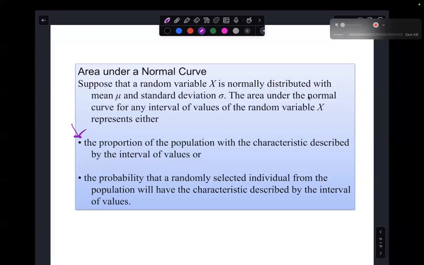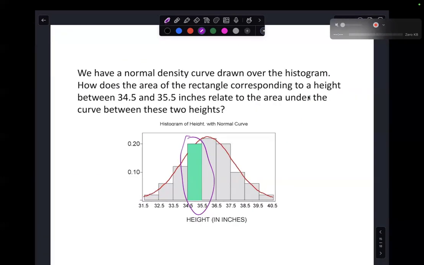The second possibility is right here. The probability that a randomly selected individual from our population has that characteristic is described by that interval. So the other possibility is if I randomly selected a two-year-old male, there's a 20% chance he's between 34.5 and 35.5 inches tall.